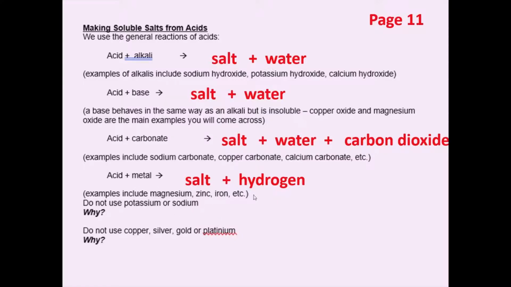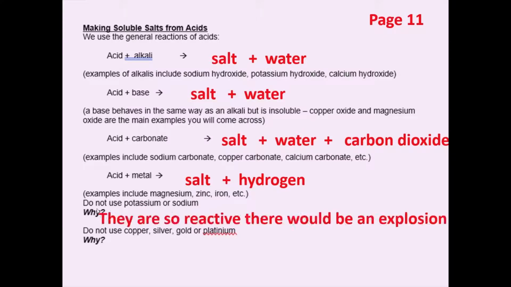Now a couple of questions that sometimes come up. Why do we use those middle range metals? Why do we not use the ones at the top? Well, potassium and sodium, they react with acids, but far too explosively. They're so reactive that there would be an explosion. It's too dangerous. So we never put potassium or sodium into acid. On the other hand, those metals at the bottom of the reactivity series, copper, silver and gold, they're too unreactive. In fact, they don't react with acids. So they're simply too unreactive.